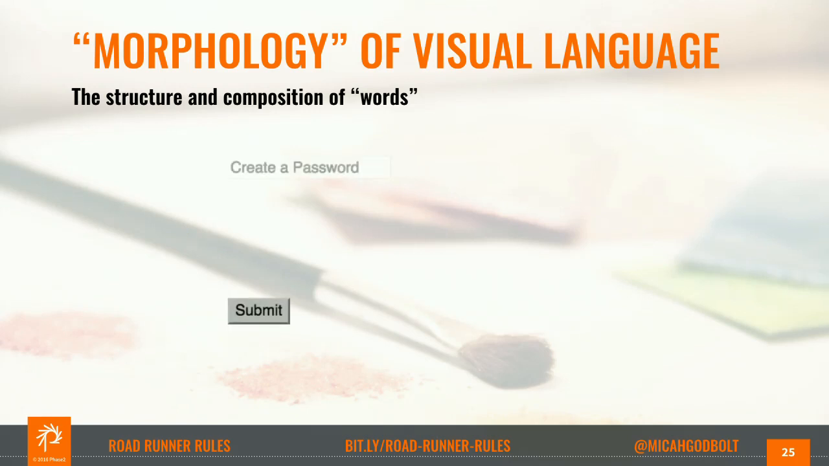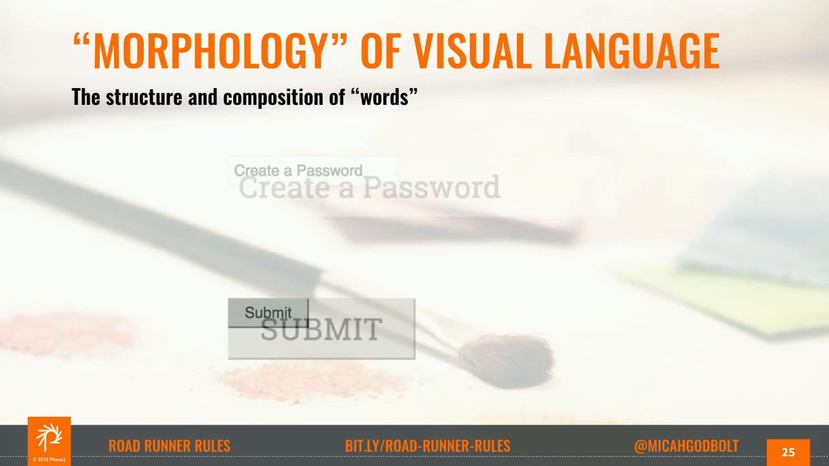So let's take a real simple example of an input and a submit button. First thing, let's add some layout to them. Not a huge change, but a little padding, a little white space, we're good to go. It's going to get better, I guarantee. Add some typography. We've got all uppercase on the button. We've got a different font face. We've got different font sizes. So we've got some weight. We've got some style. This is starting to get closer to our brand.